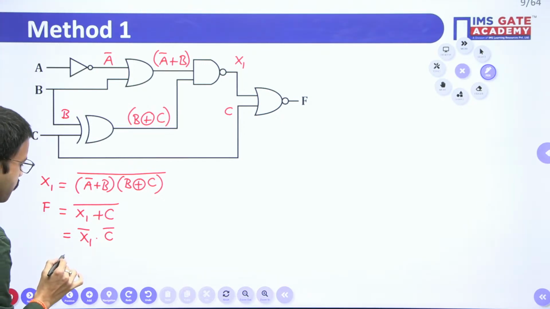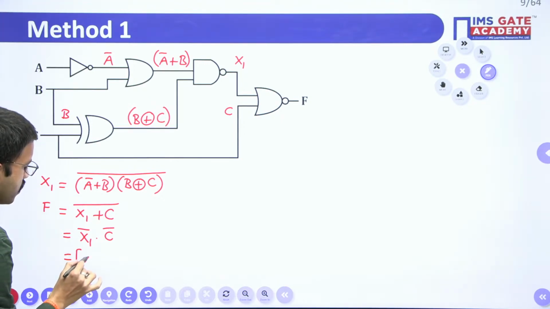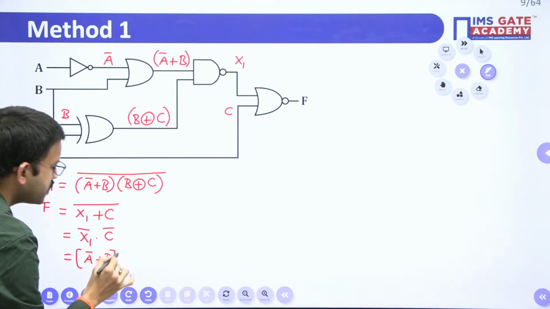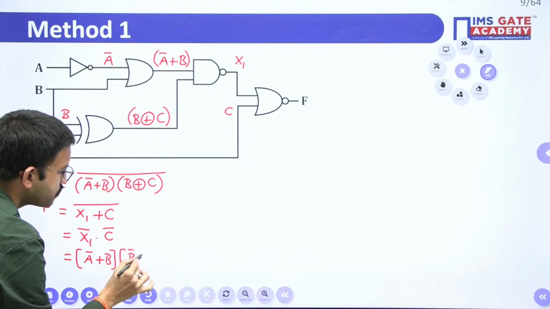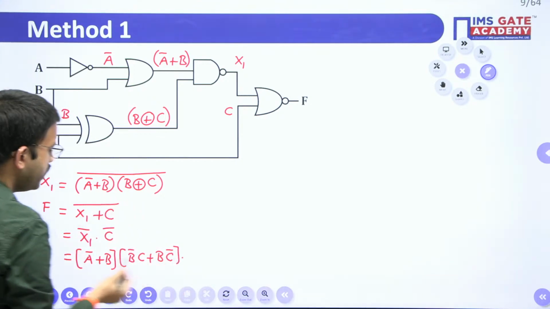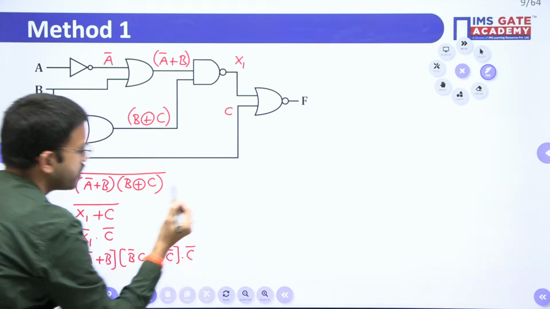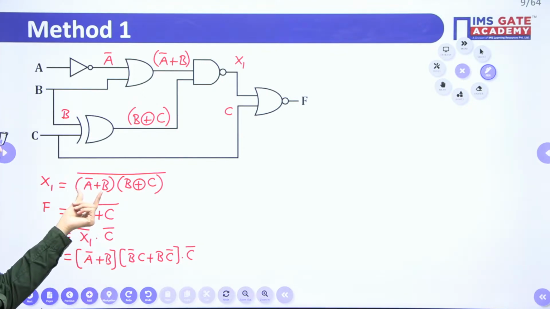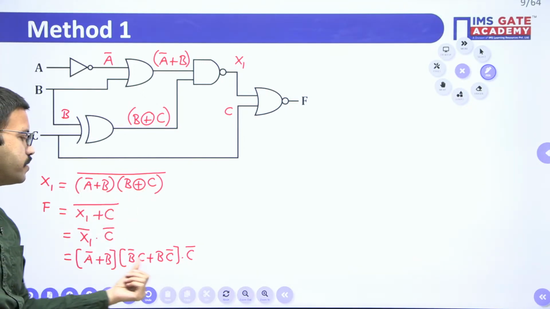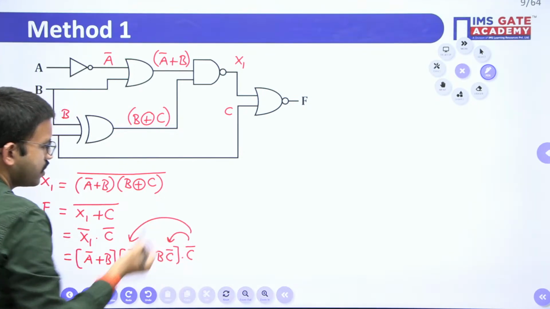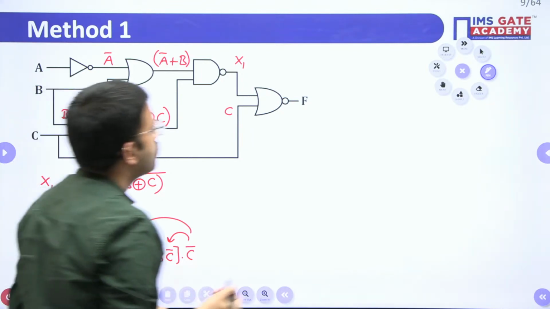So here X1 is nothing but A bar plus B into B XOR C, which I am writing as B bar C plus BC bar. And then here we are already having C bar, I am copying as it is. Now multiply C bar with these two terms. So this A bar plus B I am copying as it is.